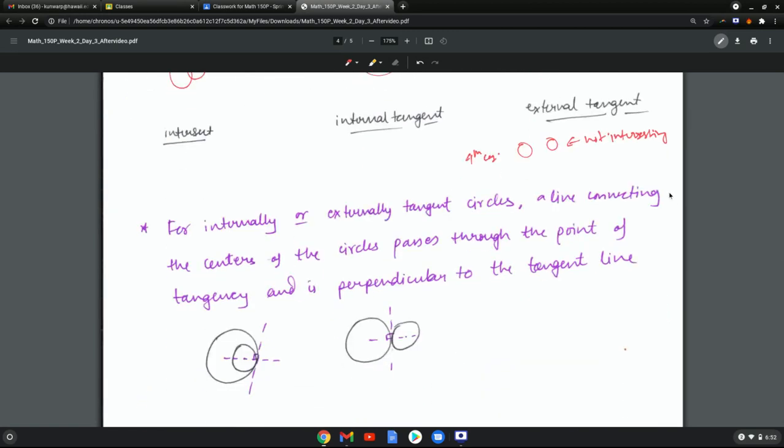So there's a result which says for internally or externally tangent circles, that's these cases, a line connecting the centers of the circles passes through the point of tangency. So this is the center of the bigger circle. This is the center of the smaller circle. Center of the bigger circle, center of the smaller circle, and the line passes through the tangent point. And remember, tangent is always 90 degrees with the radius.